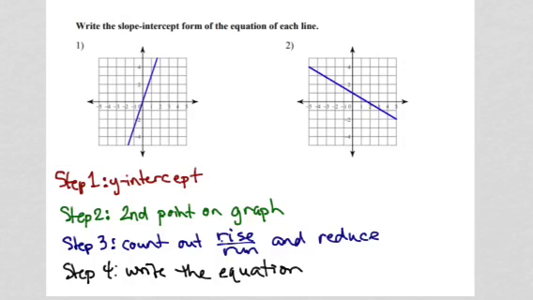First off, we're going to be doing some problems where we have to write the slope-intercept form of an equation of a line that's already been drawn. So let's go through the steps one at a time. We'll do both problems. First step, we're going to find that y-intercept. That's the b number.